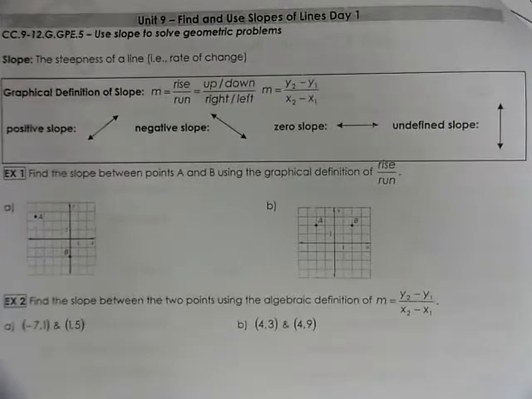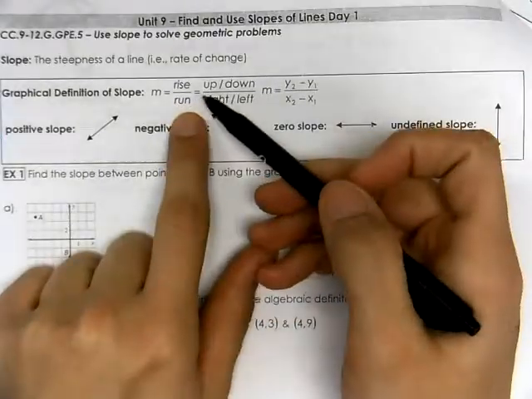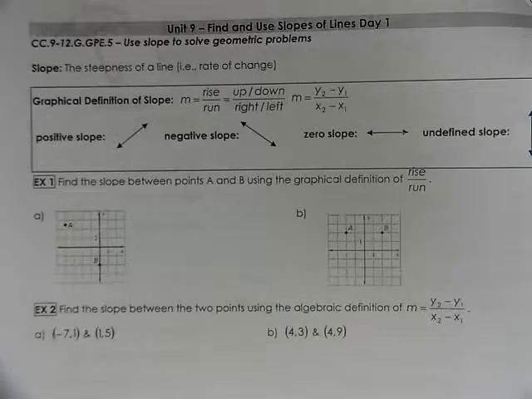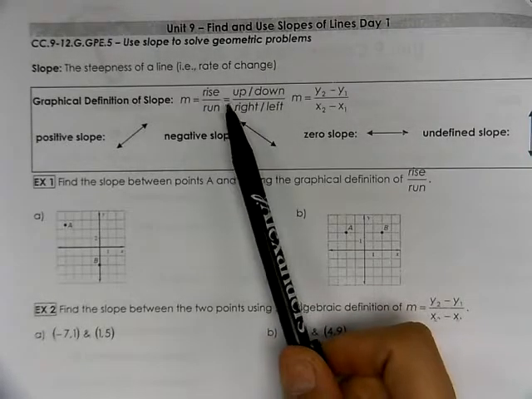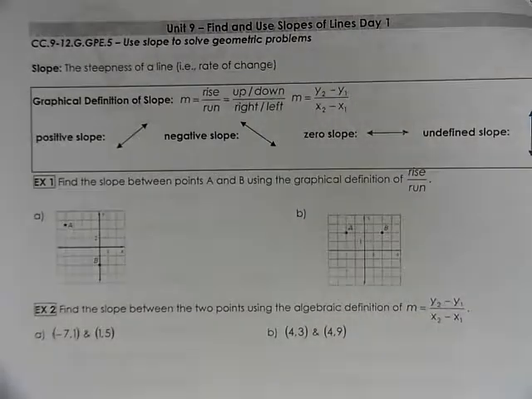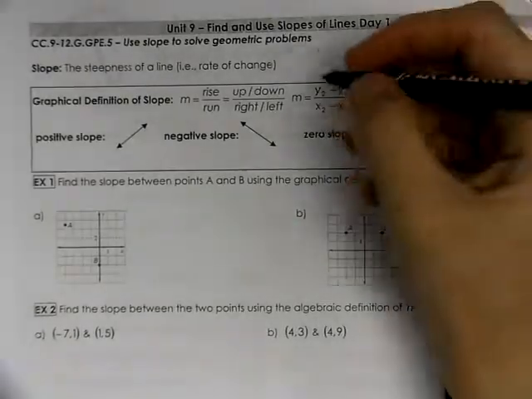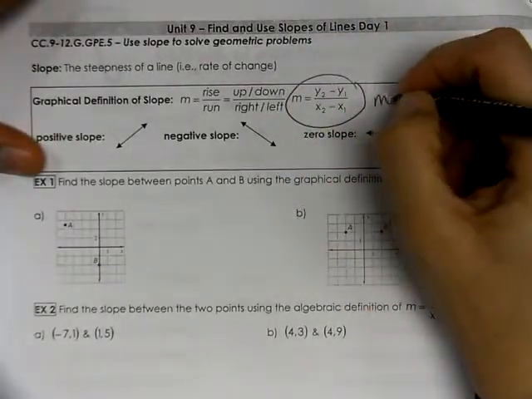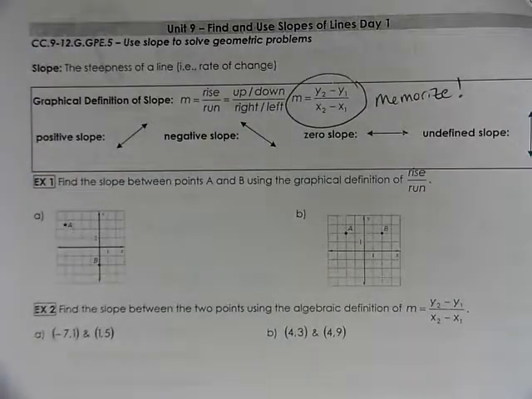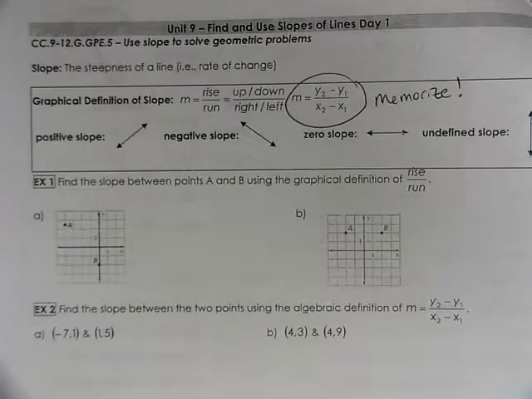Slope. Do you guys remember slope from Algebra 1? Slope is either thought of as rate of change. That's the concept. You can think about it as rise over run, up, down, over, left, right, or the formula. You're going to need to memorize the formula for the quiz on Friday: y2 minus y1 over x2 minus x1. You're going to have to remember slope formula, distance, and midpoint. I think those are the three that I'm going to grade you on.